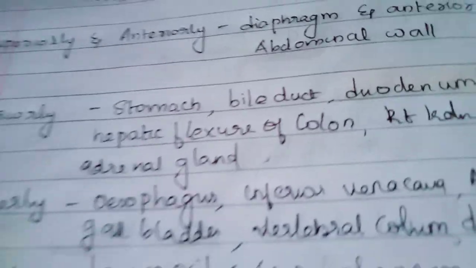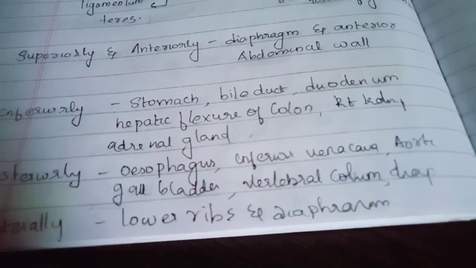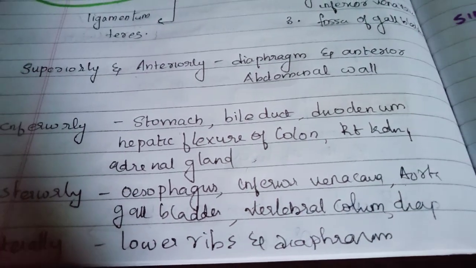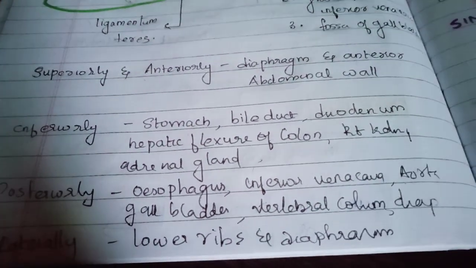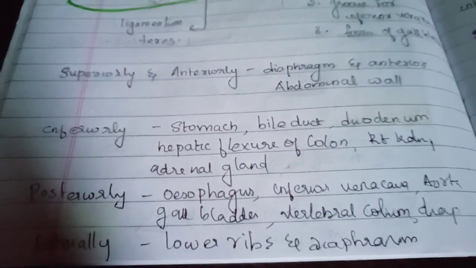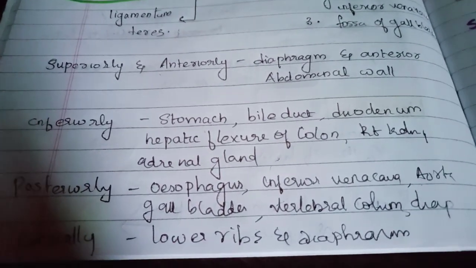Then we have the posterior relation. Posteriorly we have the esophagus, inferior vena cava, aorta, gallbladder, vertebral column and diaphragm. Laterally we have the lower ribs and diaphragm. These are all about its relations.